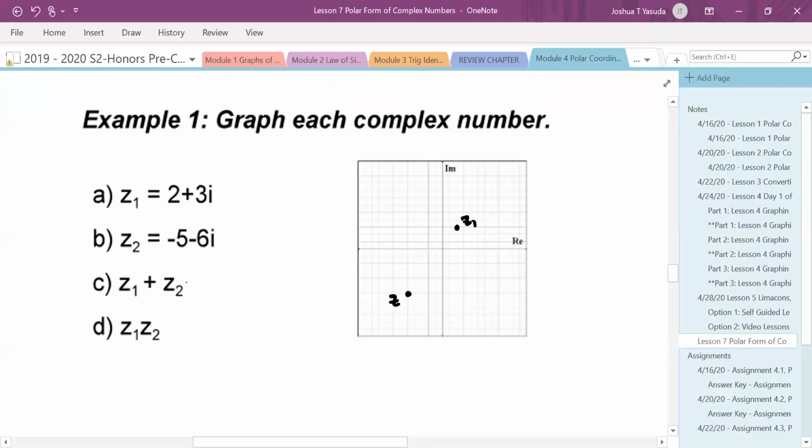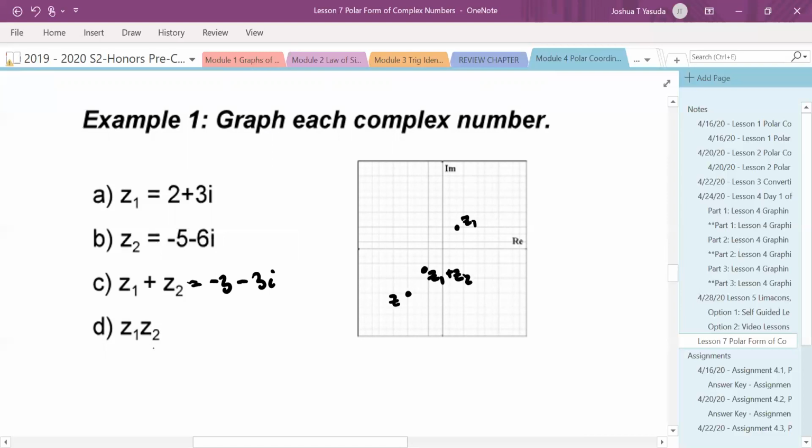-3. Do you agree? -3. I hope so. -3 and -3i. Okay, so where's that? That's here. 1, 2, 3. 1, 2, 3. There's z1 plus z2.